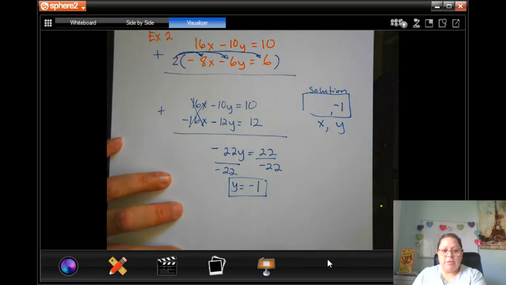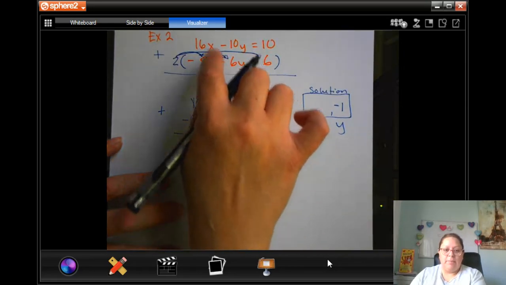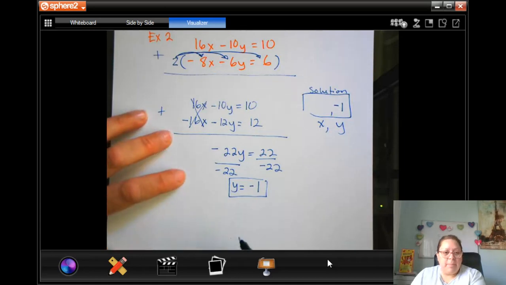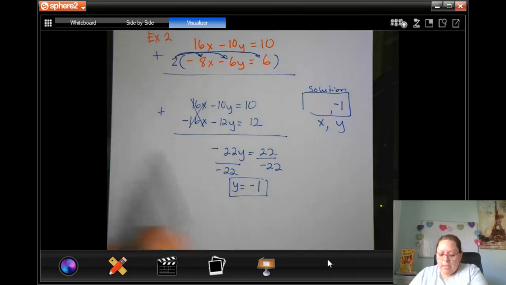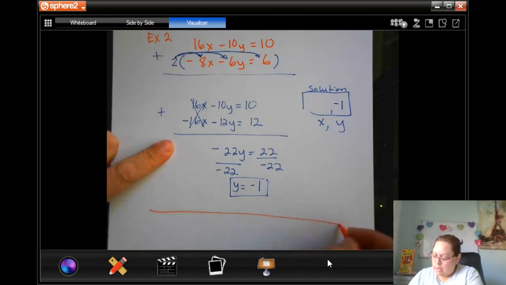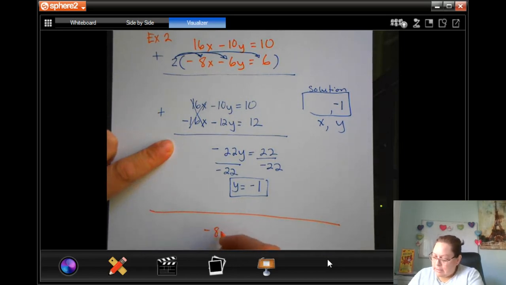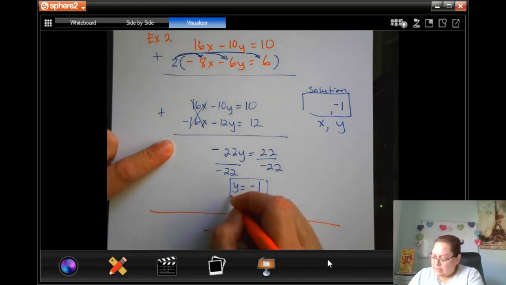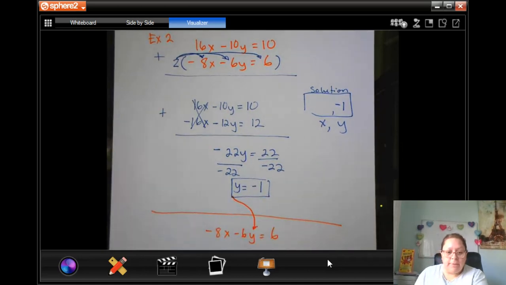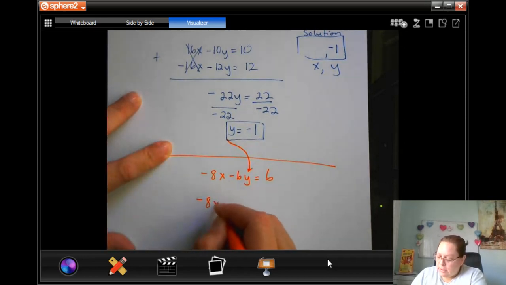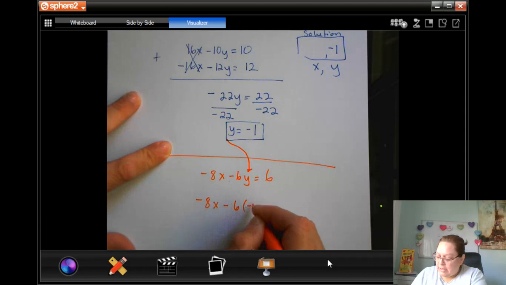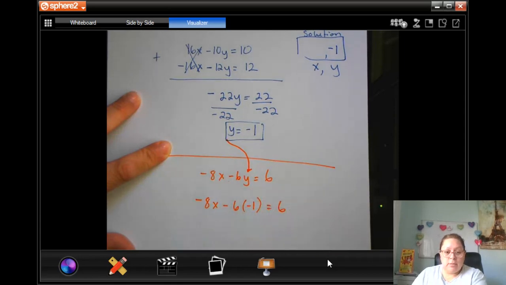Now let's go ahead and substitute it into one of the equations here at the top. Okay. Doesn't matter which one. You can use the top, you can use the bottom. Let's say, for instance, let's do the bottom this time. So we'll use negative 8x minus 6y equals 6. Substitute the y into that number right there. So now you get a negative 8x minus 6 times a negative 1 equals 6.